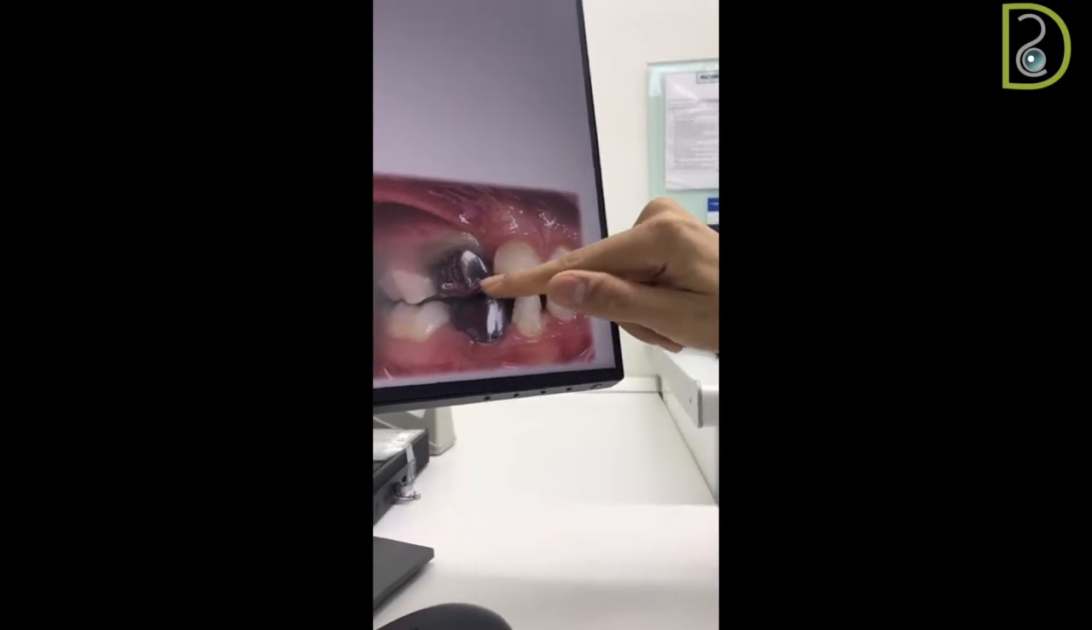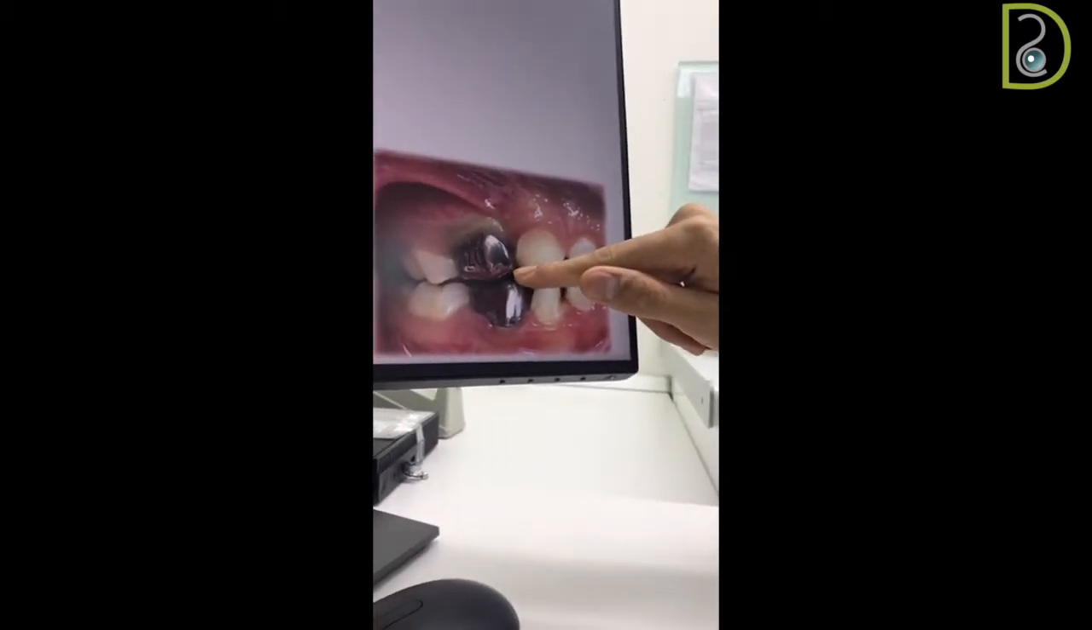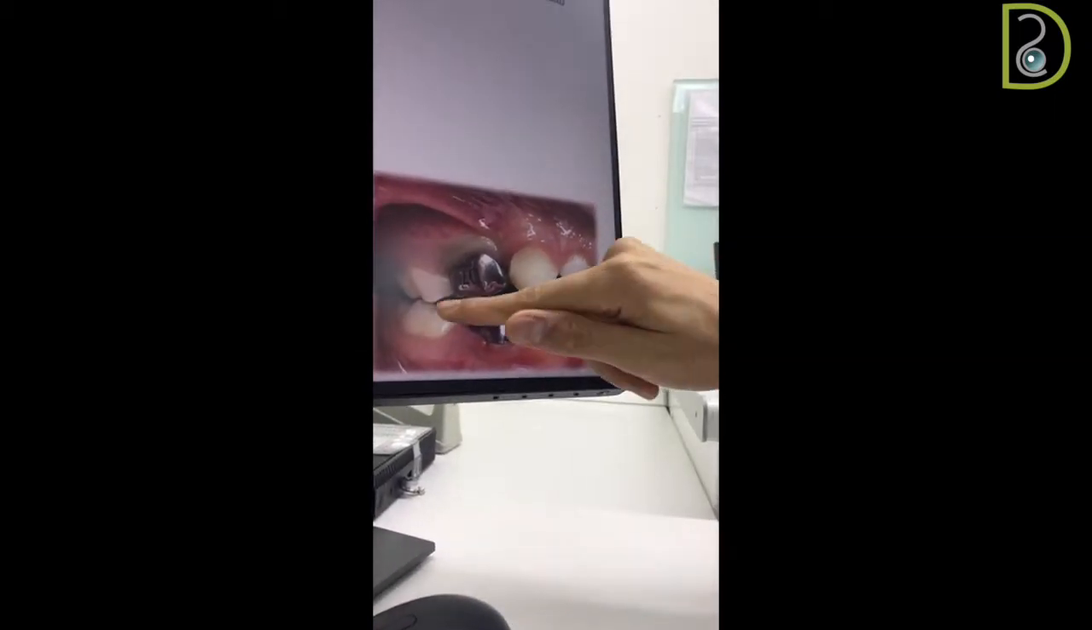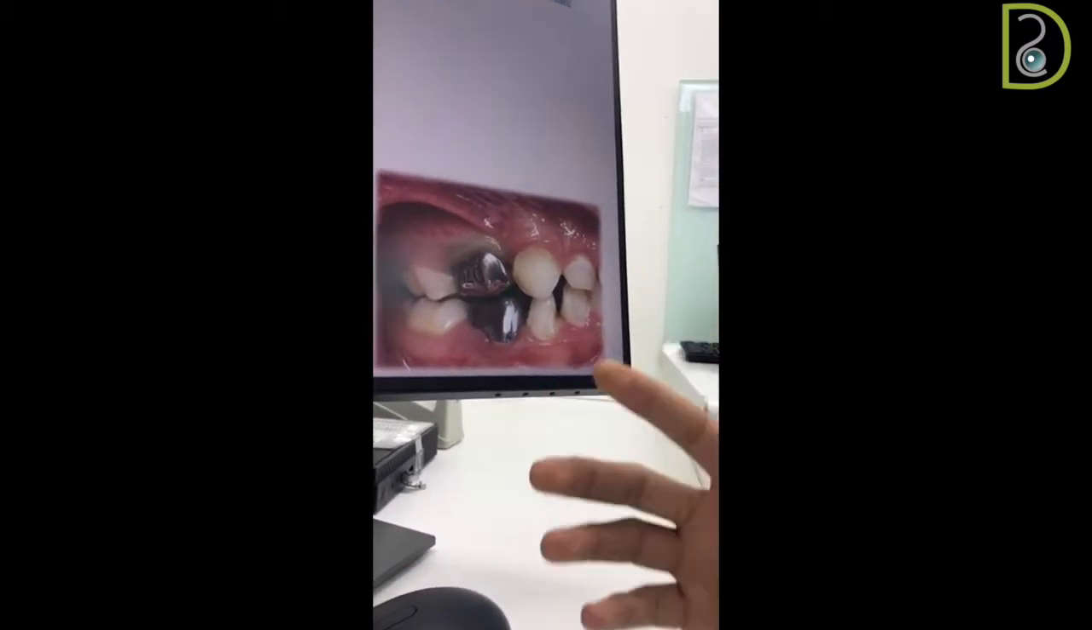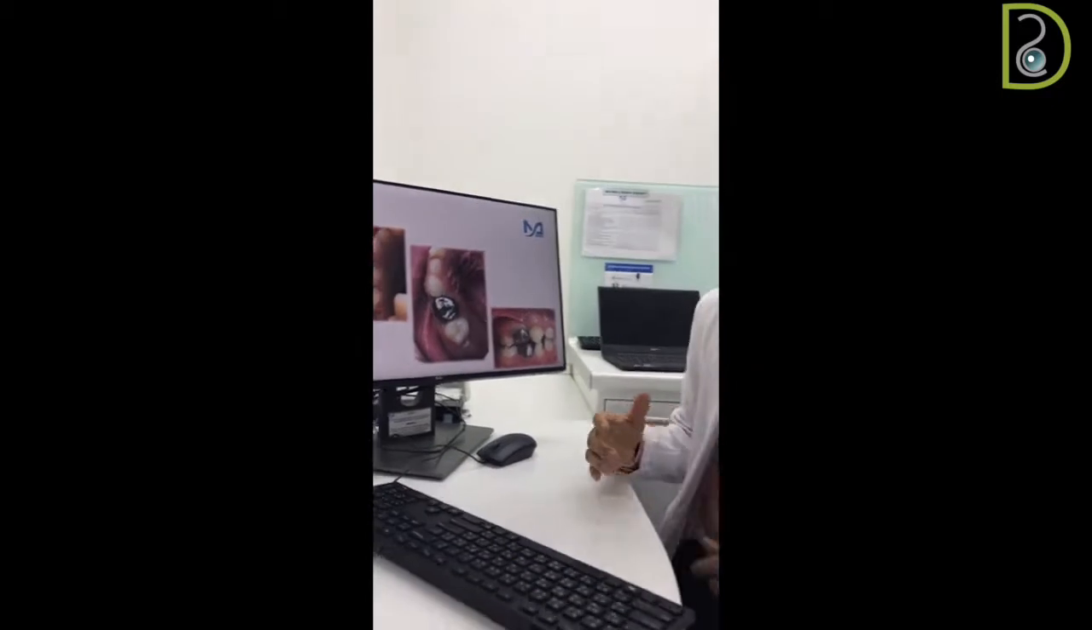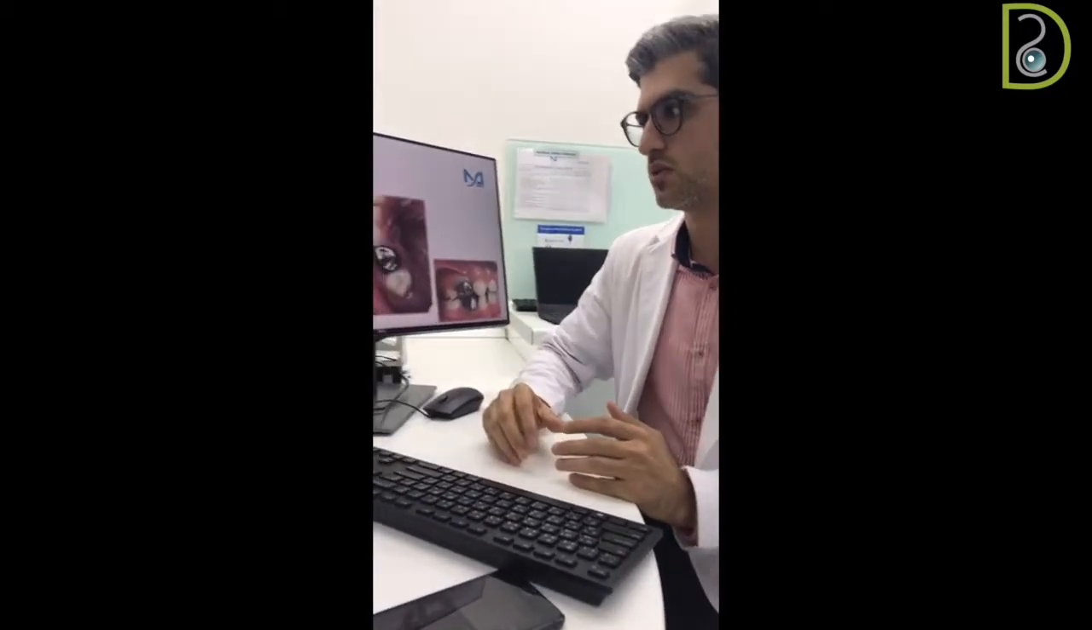As you can see, this is immediately after cementation of the crown. You can see the bite has been opened. This open bite will stay for around 2 weeks, and in 2 weeks' time this open bite will settle and the occlusion will go back to normal.